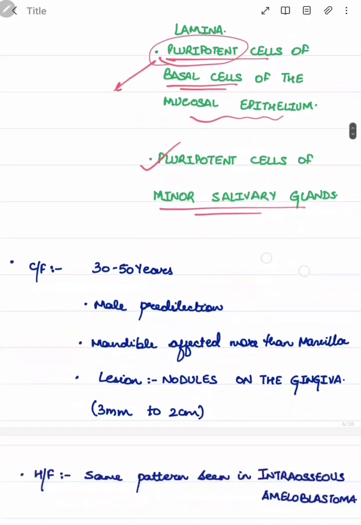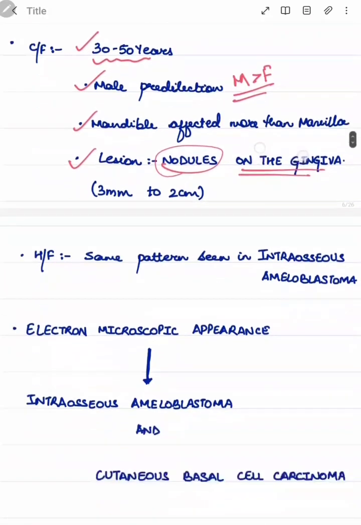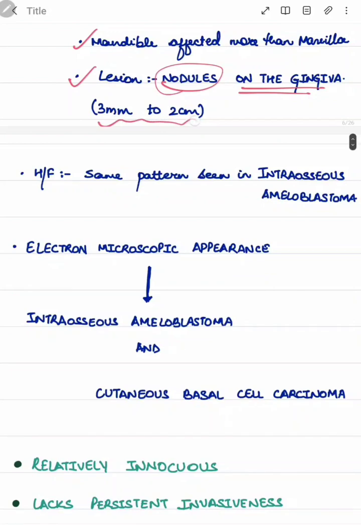Now, what are the clinical features of peripheral ameloblastoma? So, the ameloblastoma can occur in the age between 30 to 50 years. There is male predilection. Males are more commonly affected than the females. Mandible is more commonly affected than the maxilla. The lesions are in the form of nodules present on the gingiva. The nodules are of 3 mm to 2 centimeter in size or diameter basically.